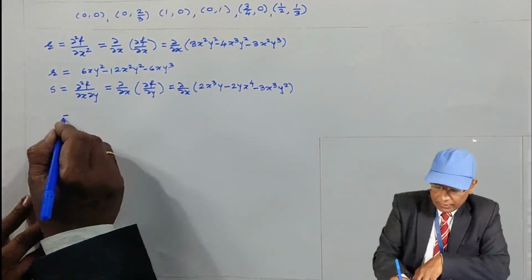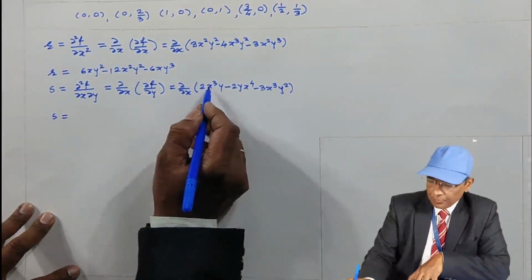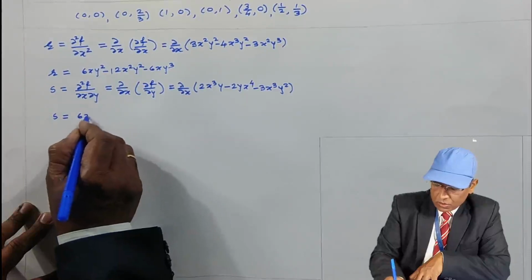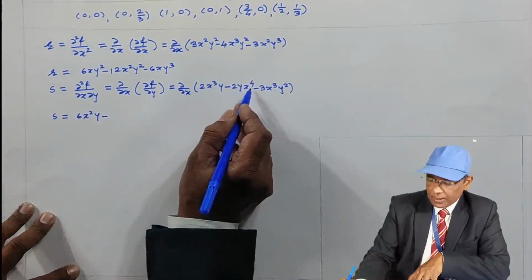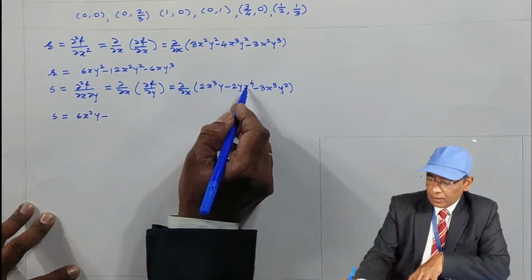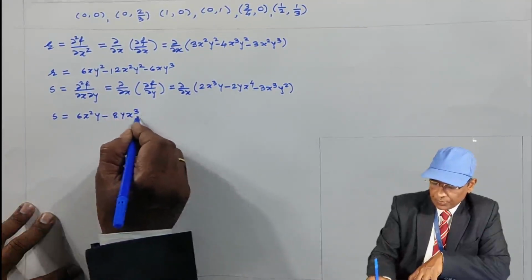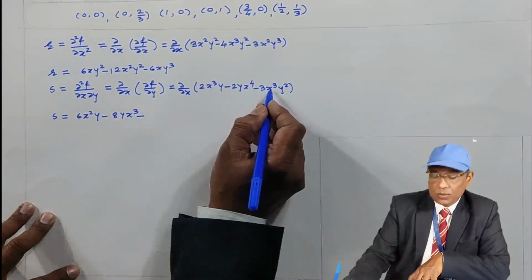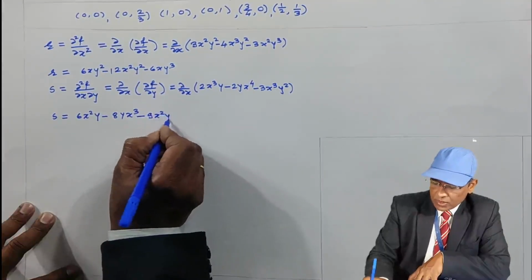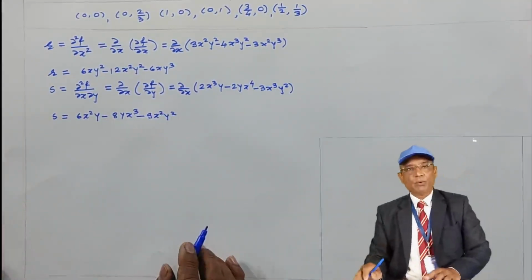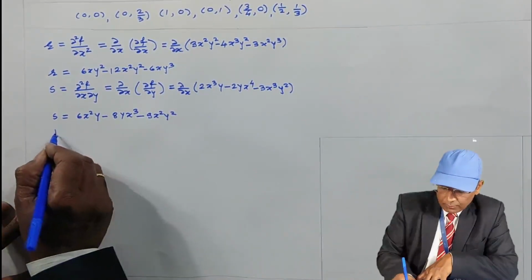Now, take derivative of this thing with respect to x. 6x square y minus 8x cube y, here derivative of x cube is 3x square, means 9x square y square. Is it? Now t I am going to find out.